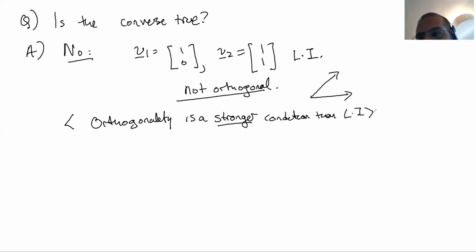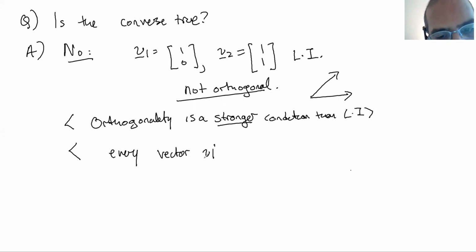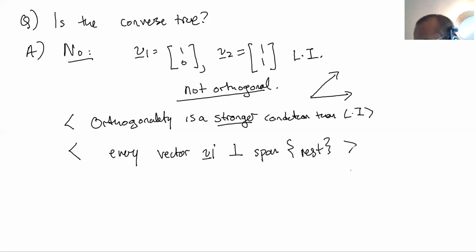Another way to think about it is, linear independence, what did it say? It said no vector is inside the span of the other vectors, right? Well, orthogonality says that every vector is actually perpendicular to the span of the rest. Okay, so this is a stronger property than linear independence.